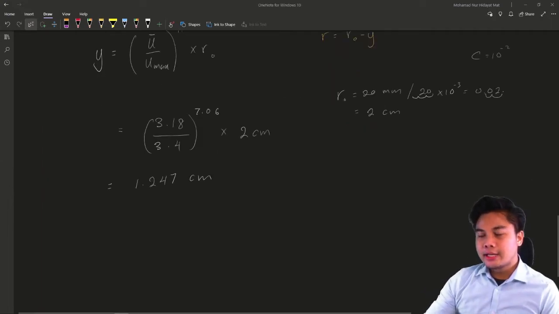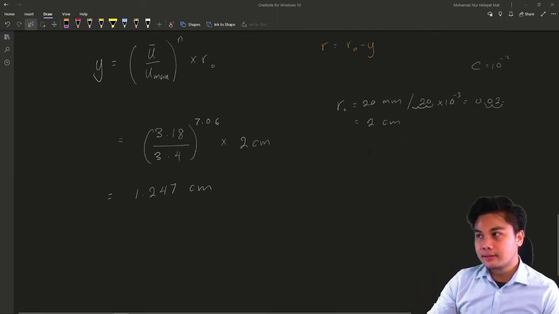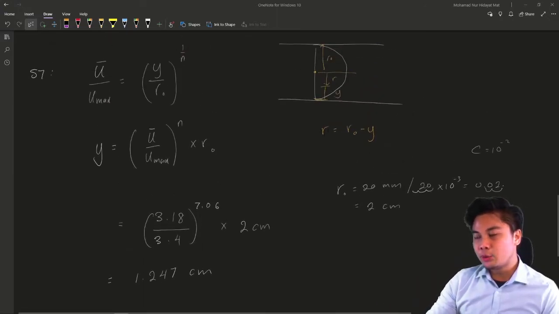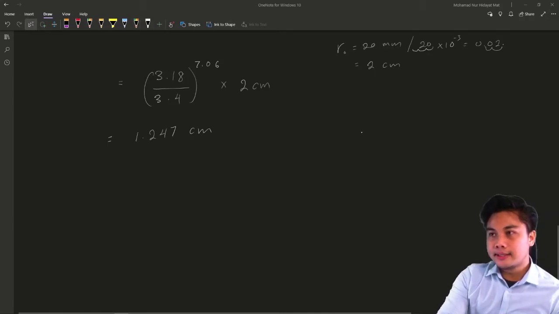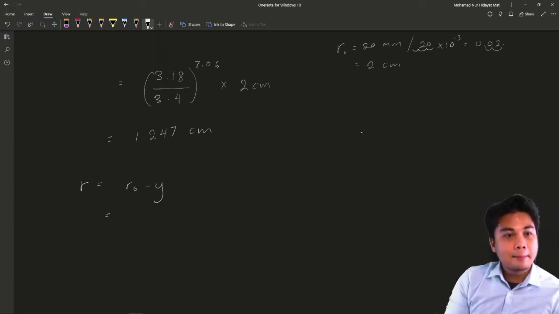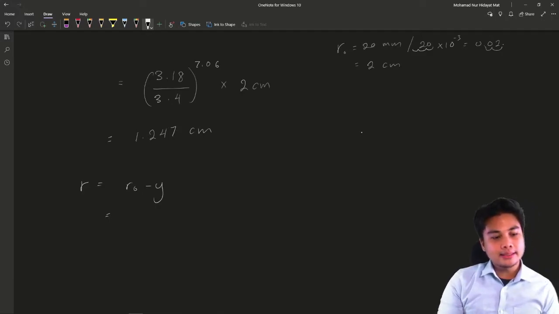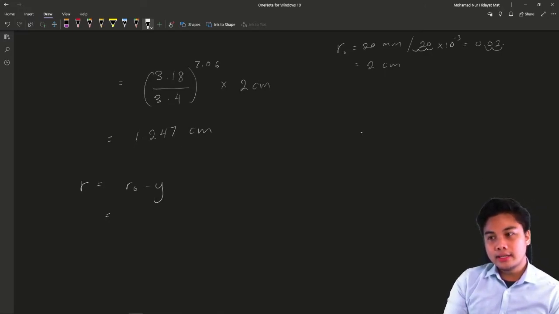Alright, after we get the value of y, which reflects the distance from the wall surface of the pipe, we need to get the radial position. Using this equation, r, the radius, the length from the center, equals r naught minus y. In this case r naught is 20 millimeter. Remember our pipe diameter here is 40 millimeter, so the total radius is r naught.